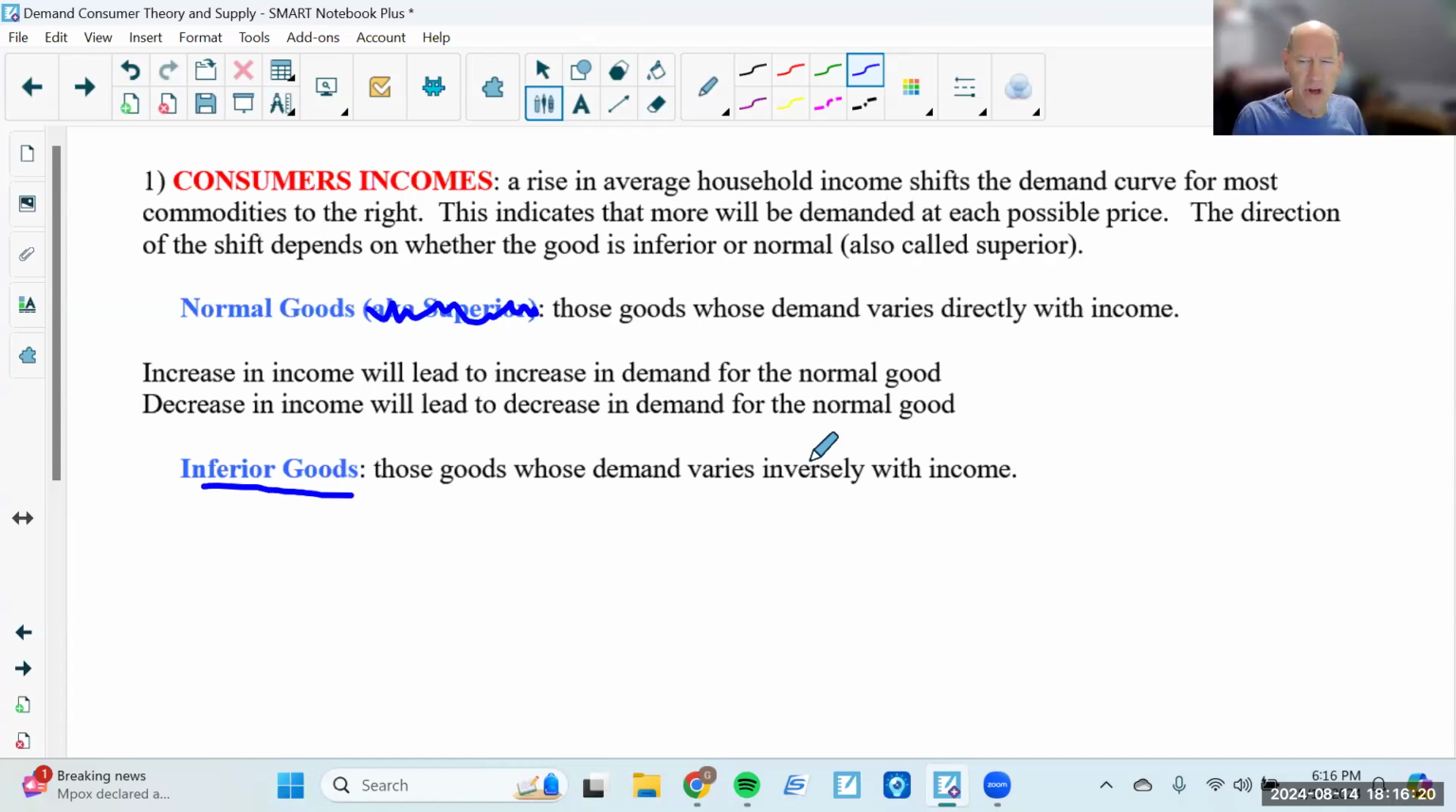But used cars tend to be an inferior good. If somebody wins the lottery, they don't run out and buy a used car, even though most millionaires drive older cars, because that's why they're millionaires. So for normal goods, demand increases when your income goes up. And of course, if your income goes down, your demand decreases, or shifts to the left. Inferior goods are the opposite.